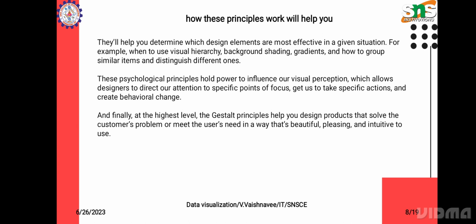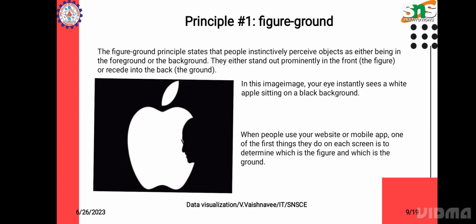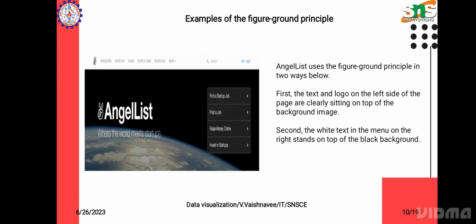So, figure ground. In this image, your eye instantly sees a white apple sitting on a black background. When people use your website or mobile app, one of the first things they do on each screen is determine which is the figure and which is the ground. There is already a face in the apple, but we fail to recognize it at first. So when we focus on figure ground, first we set it to be a figure and a ground.